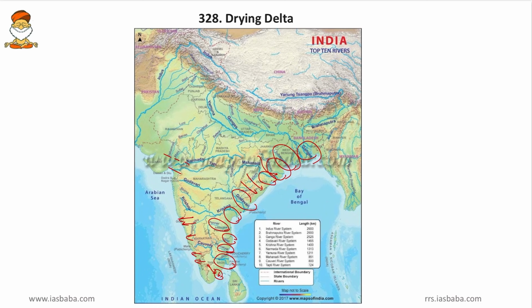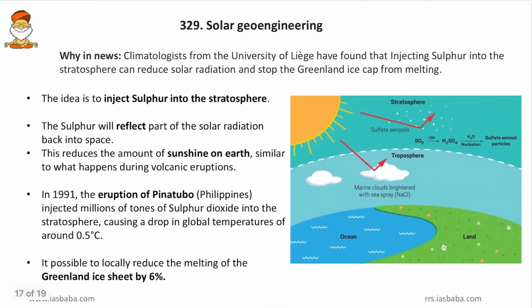So that is how, via environmental actions, we can curb this drying of the delta. Then come to the next, solar geoengineering. Friends, why was it in the news? Because climatologists from the University of Liege have found that injecting sulfur into the stratosphere can reduce solar radiation and stop the Greenland ice cap from melting.